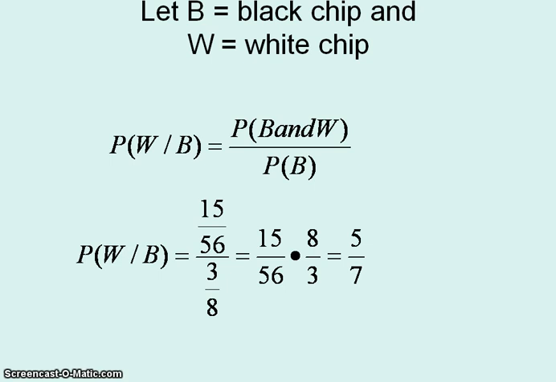So 15 out of 56, it wasn't that likely I was going to get a black and a white. But if a black chip is pulled first, the likelihood I will get a white chip is 5 out of 7, so it's pretty high.